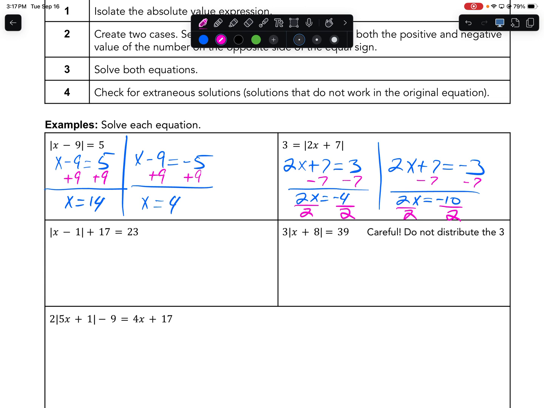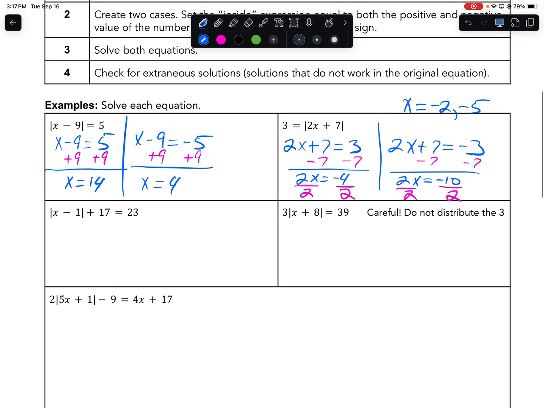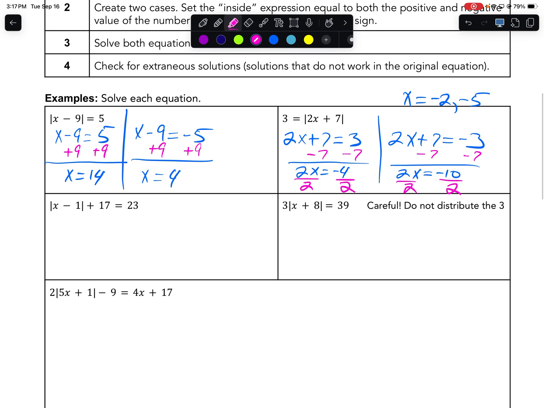So I'm going to write the answer up here because I kind of ran out of room. X equals negative 2 and negative 5. So you can write two different x equals, or you could write x equals one number comma the other. Totally fine. X equals 14 and 4, and the second equation was negative 2 and negative 5.